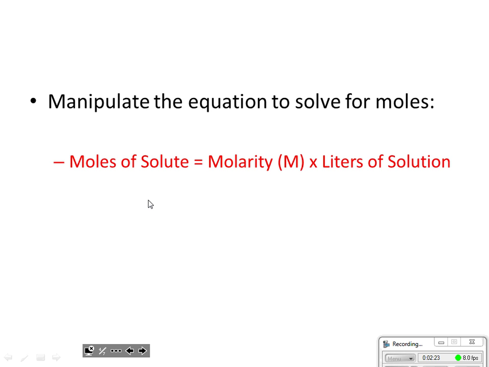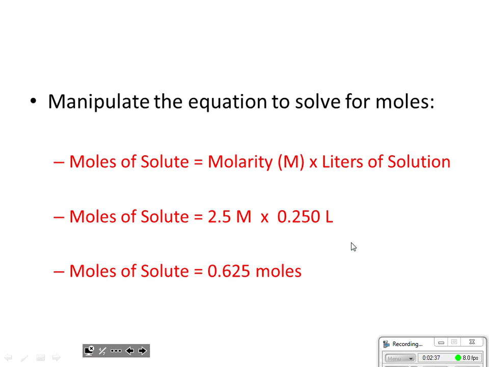When I do so, I know that my molarity I wanted was 2.5 molar. I know the liters was 0.250, so when I do my math, I come up with 0.625 moles, and that's going to be moles of sodium chloride. What I did is I took the 2.5 and I multiplied that by 0.250, and I come up with 0.625 moles.